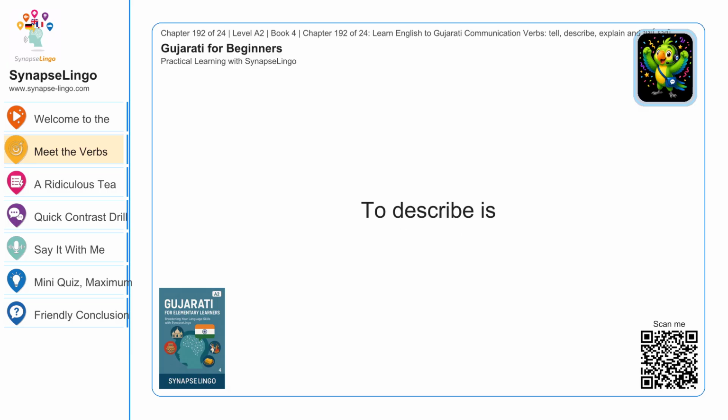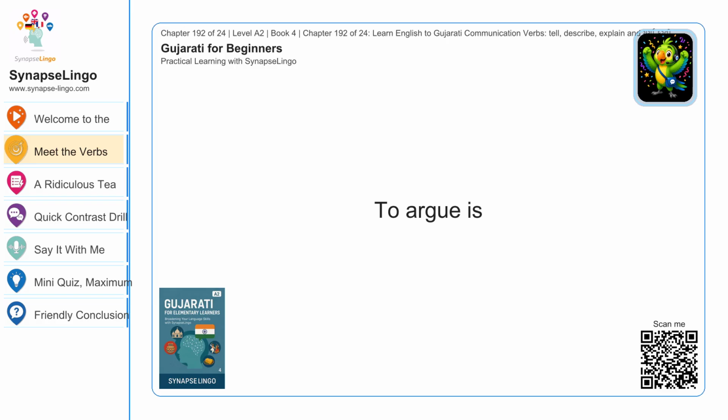To describe is વર્ણવવું. Please વર્ણવવું the picture. To explain is સમજાવવું. Can you સમજાવવું this word? To compare is સરખાવવું. We સરખાવવું prices before buying. To mean is અર્થ હોવો. What does this word અર્થ હોવો? To discuss is ચર્ચા કરવી. Let's ચર્ચા કરવી this later.